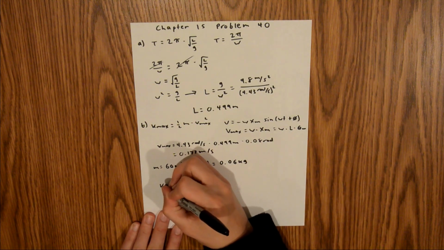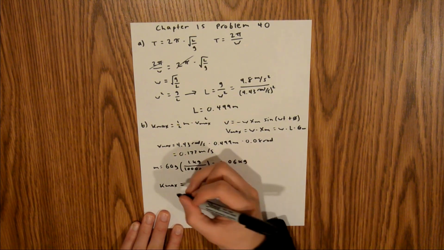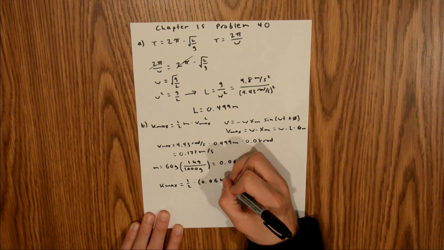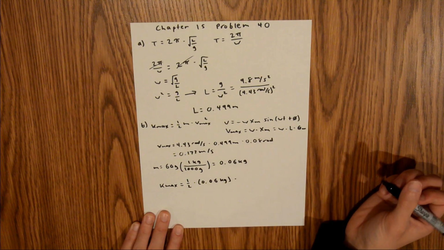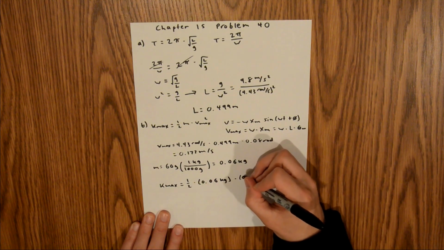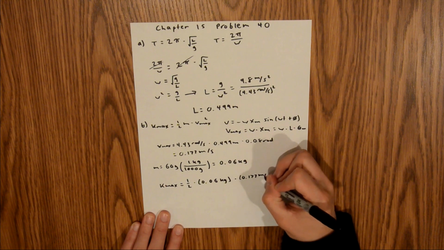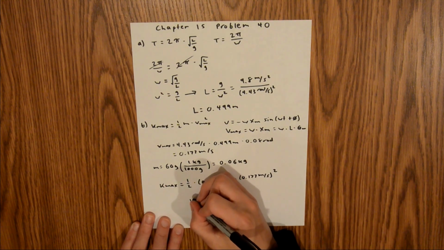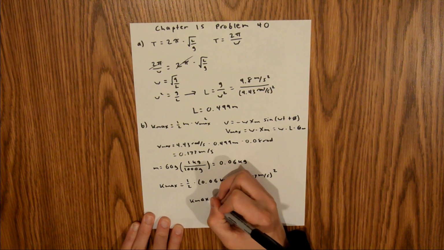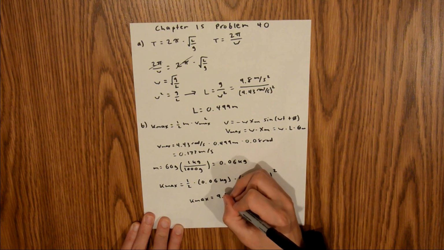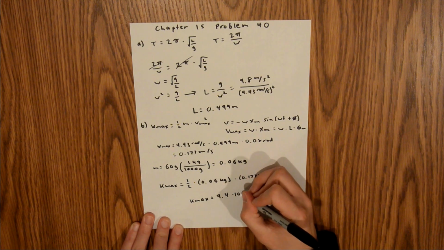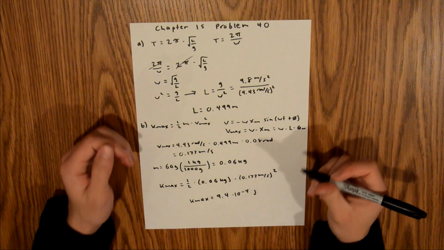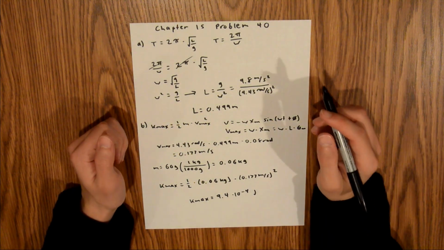And so K max is equal to 1/2 times 0.06 kilograms times our V max squared, which we found right here. So 0.177 meters per second, that entire quantity squared. And if you plug that into your calculator, you should find that K max is equal to 9.4 times 10 to the -4th joules. And so that's about it for this problem.